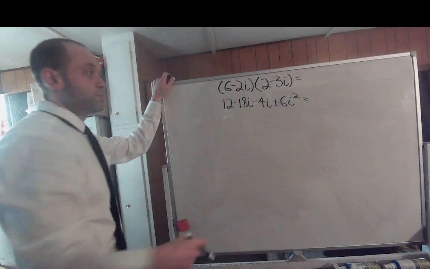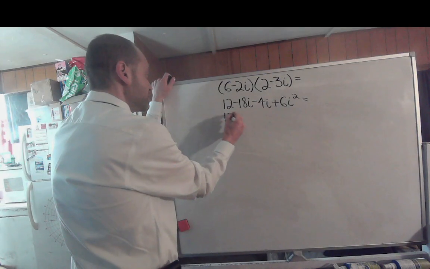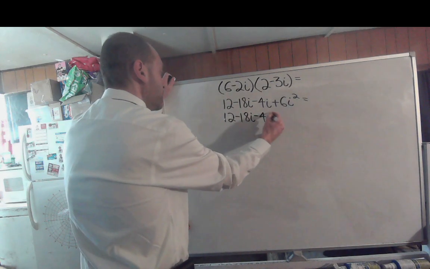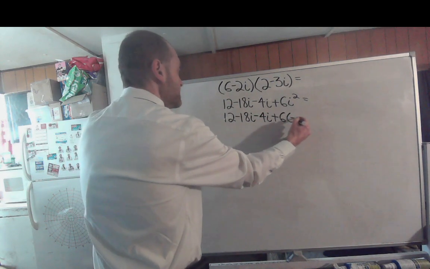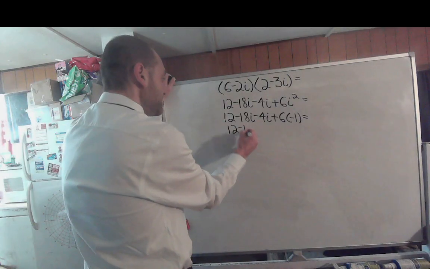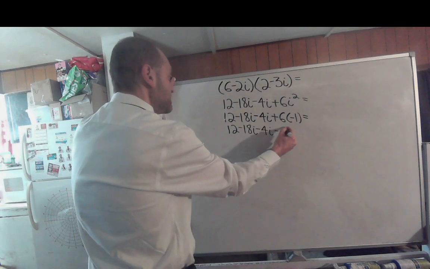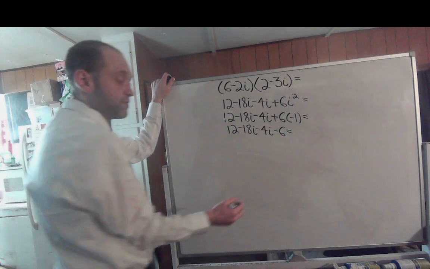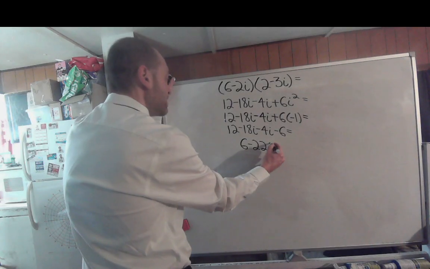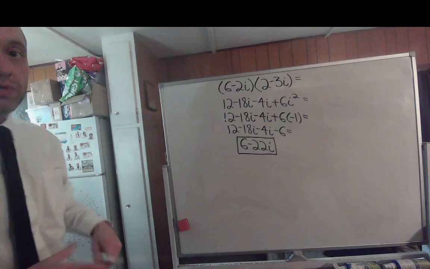So we were good till we got to 6i squared, because what's i squared? That's actually negative 1. So this will become 12 minus 18i minus 4i plus 6 times negative 1, which would turn this into 12 minus 18i minus 4i minus 6, which now we can get a number in standard form. This would turn into 6 minus 22i. So the number we're looking for in standard form is 6 minus 22i.